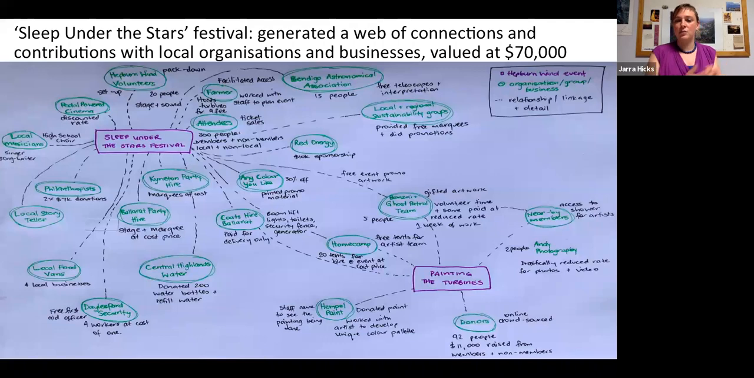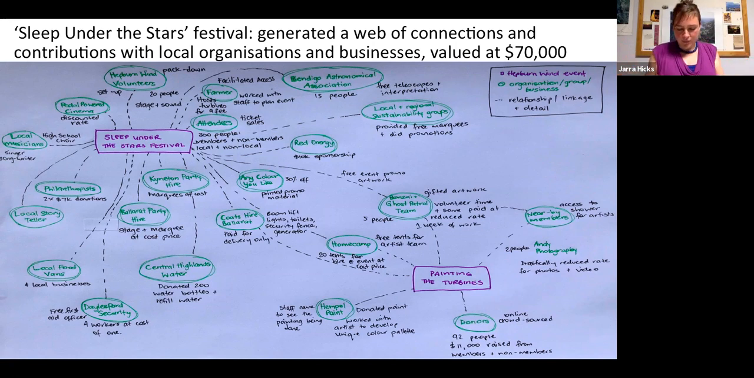I also wanted to show you this diagram, which is just a representation of a single event. So Hepburn Wind runs celebrations and events at their turbines, and they have a very low budget to run these types of events, but they feel it's really important to bring the community together and allow that interaction between people and the turbines, and to have that visual and that really visceral experience of the community around the project.